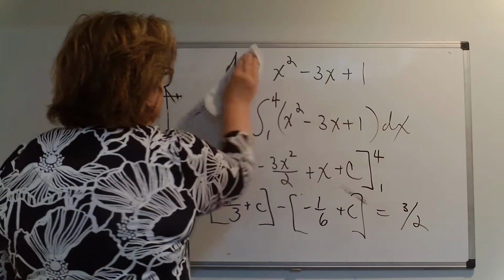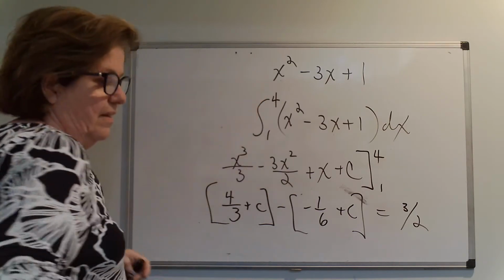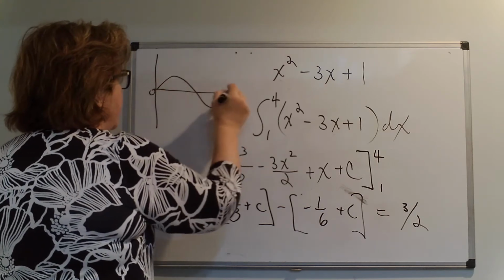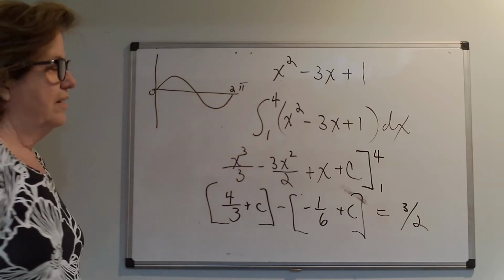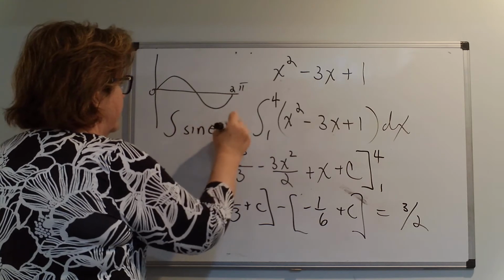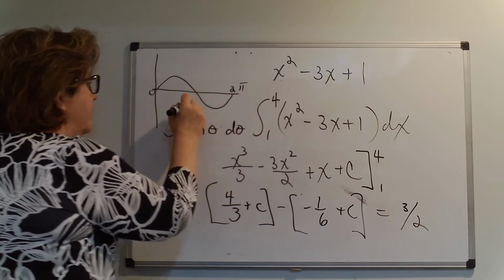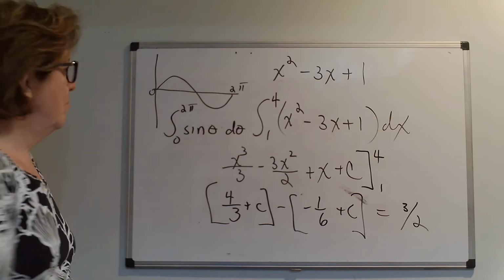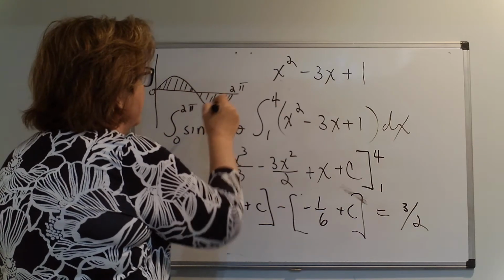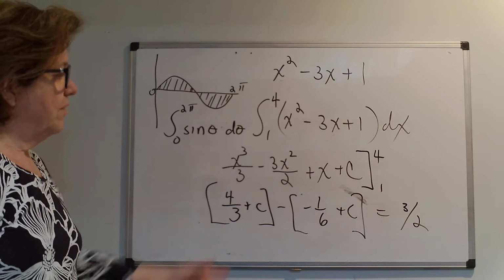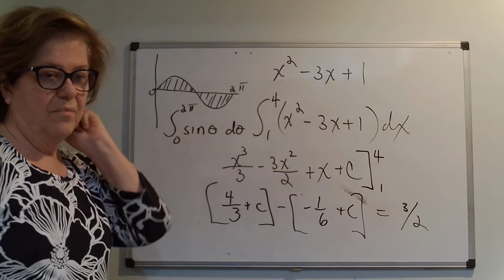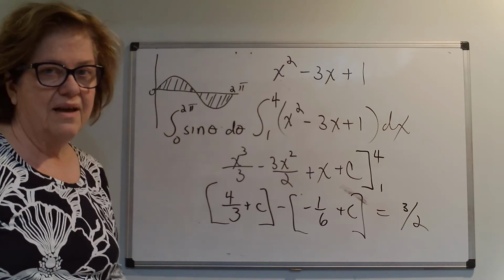For instance, if you take the sine curve and integrate it from 0 to 2 pi, you'll get 0. Why? Because this positive area will cancel out this lower negative area. So it makes sense that this is a small number, because the area below and the area above are two different signs.